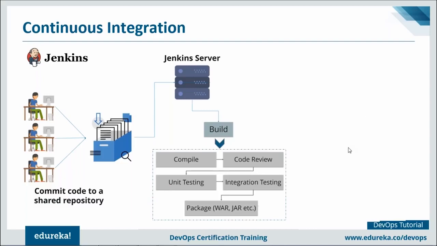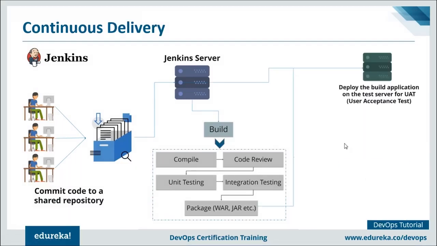Let's move forward, and now I'm going to explain continuous delivery. Now in continuous delivery, the package that we have created here, the war or the jar file or the executable file, Jenkins will take that package and deploy it onto the test server for end user testing. All right, so there's one more question from Jagrati again. Which kind of testing are you talking about now?